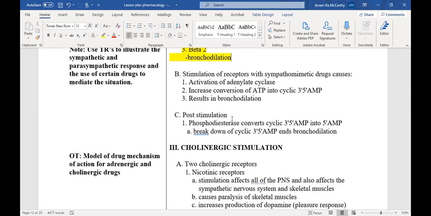Number one, when I inhale the sympathomimetic drug, my body triggers an activation of adenylate cyclase. Adenylate cyclase is activated. That adenylate cyclase will increase the conversion of ATP to cyclic 3,5-AMP. And the cyclic 3,5-AMP gives me bronchodilation. That's the 3 steps. Inhale the drug.